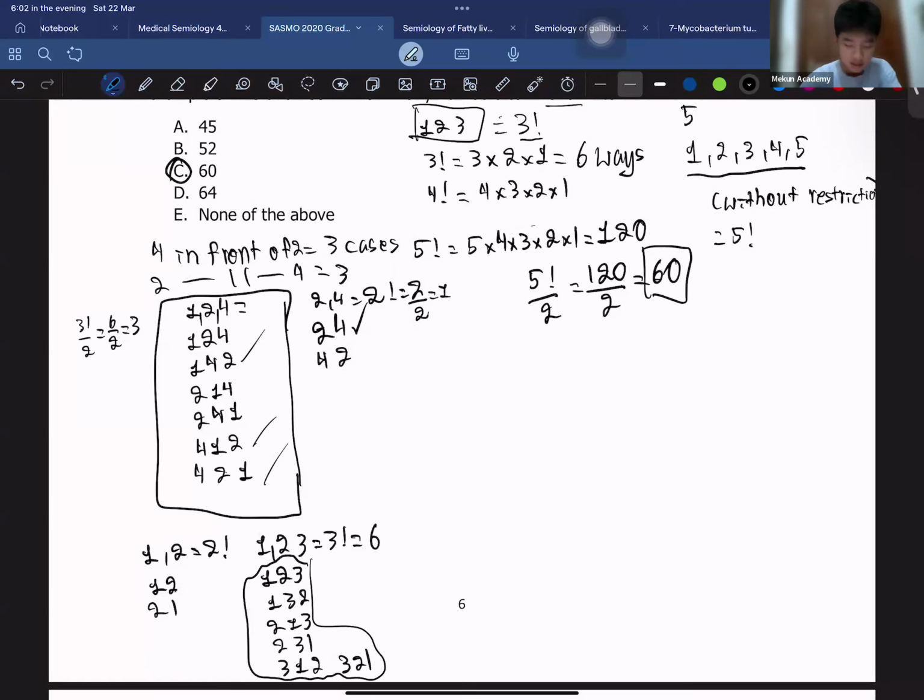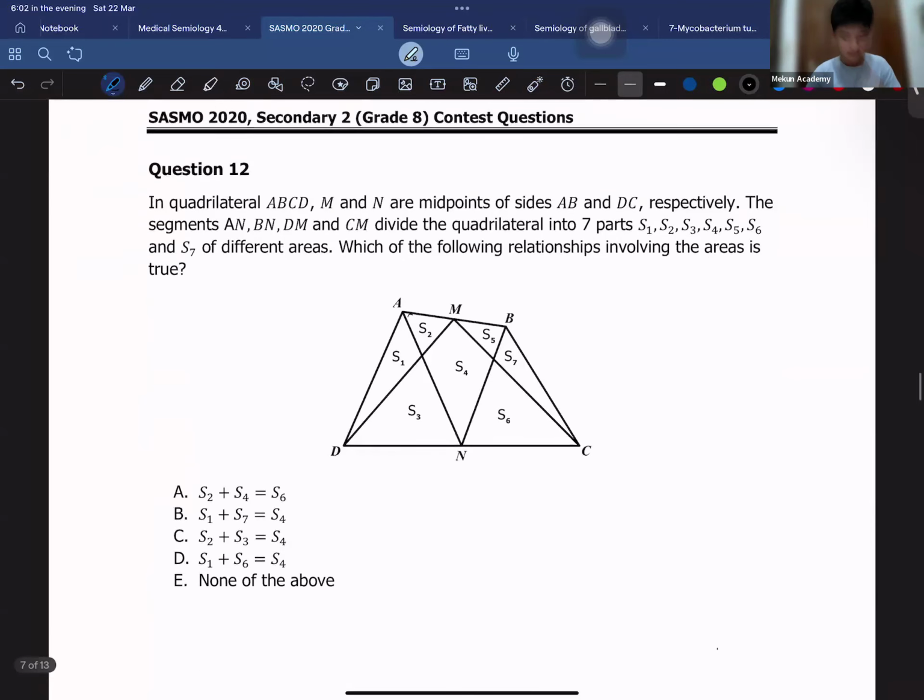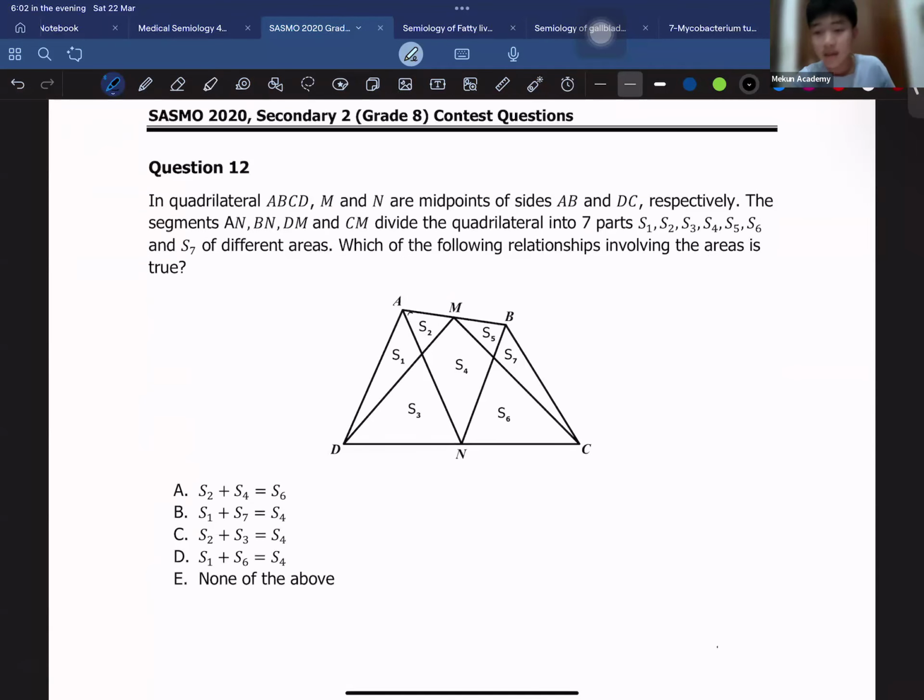Okay, so there's no question. So we go through 12. Question 12. Okay, so can anyone volunteer to read our question? Panya, can you read the question?